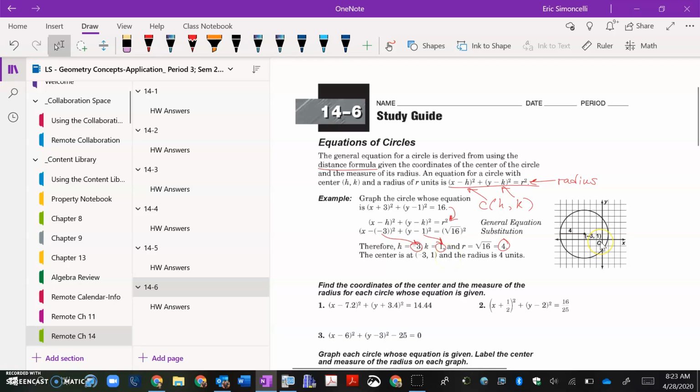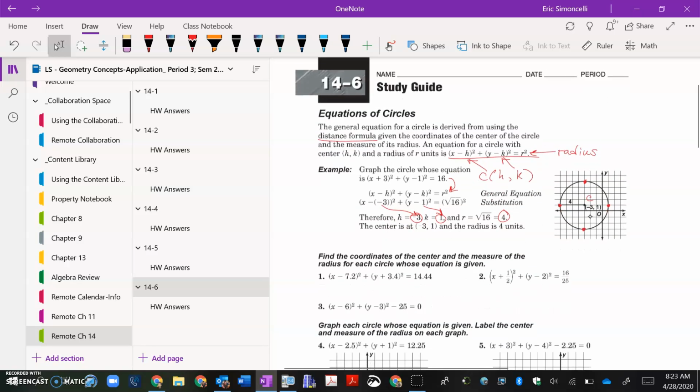So if you go to the left 3 and up 1, there's your center. And then from there, you go 4 units in every direction. So 4 to the left, knowing now what your radius is, 4 up, right, and down. If you have those 4 points in addition to the center of the circle, you're able to graph the circle.